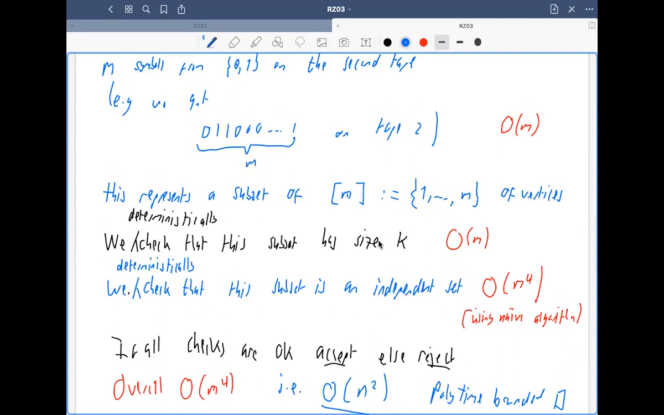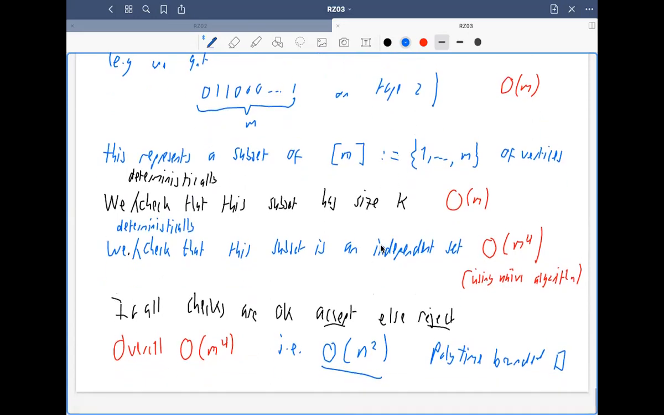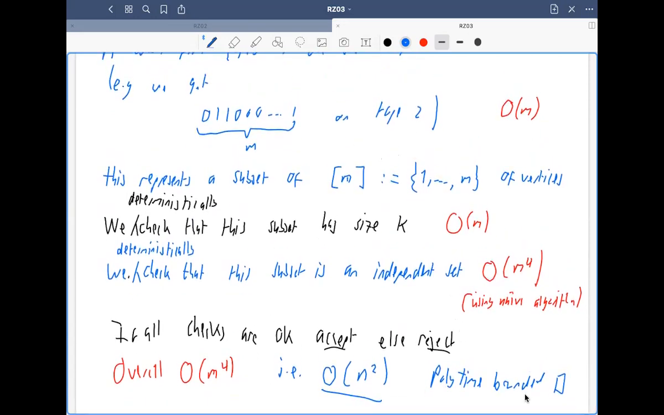If there is no independent set of size k, well, then none of the runs will be able to find it. So all the runs will end up in the reject state. So it does what it's supposed to do. It decides the language. It's a non-deterministic algorithm, and it's polynomial time bounded. So the language is in NP.